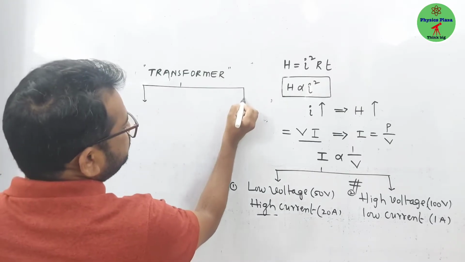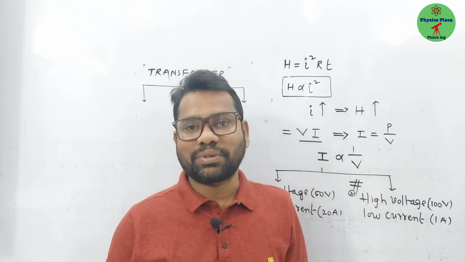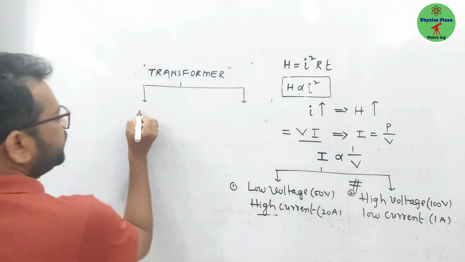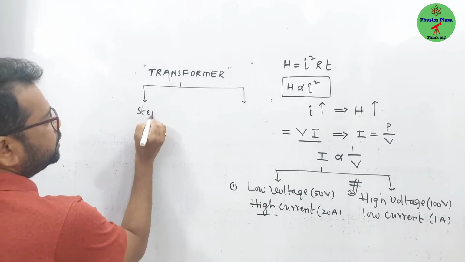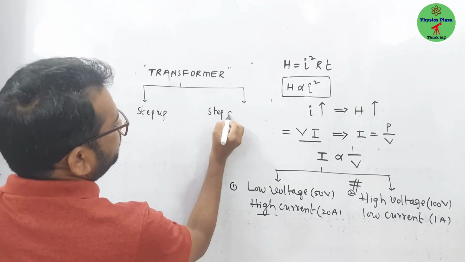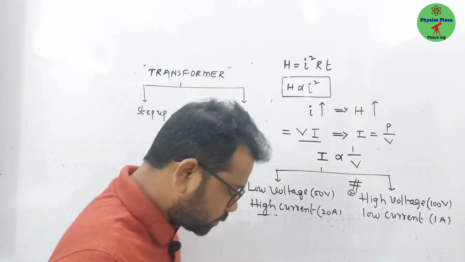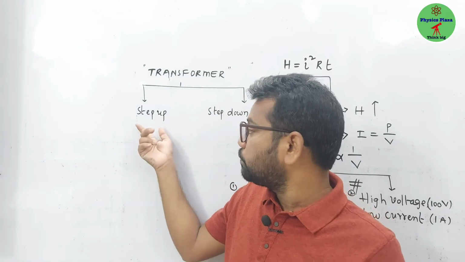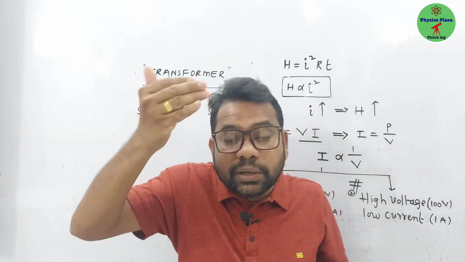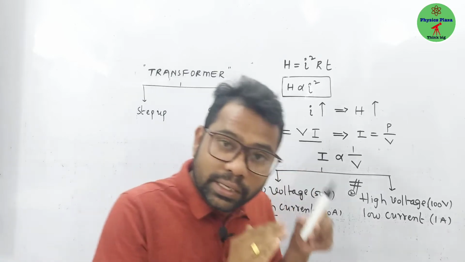So regarding the transformer, we will have a detailed discussion in the electromagnetism chapter. Okay, fine. So here we have the step up transformer and the step down transformer. What will the step up transformer do? It will increase the input voltage. What will the step down transformer do? It will decrease the input voltage.